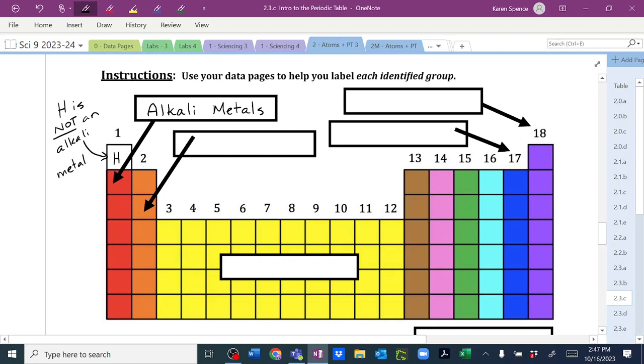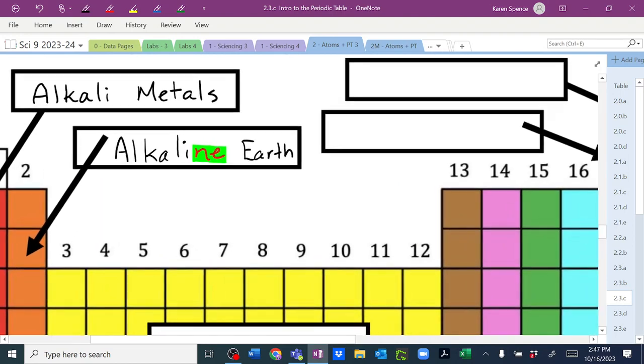Group number 2 has a very similar name to group number 1, but we add a couple of letters and an extra word. They are called the alkali, but then we add 2 letters, alkaline. And then we add another word, earth. And then I did not leave enough space, so I'm going to add this on the bottom. So we have the alkaline earth metals. That's group number 2.